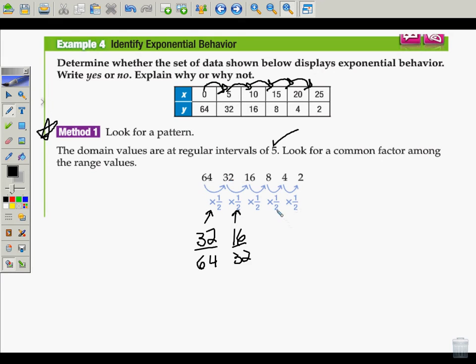Now, this does display exponential behavior, yes, and explain why. It has a common factor multiplied by each term.